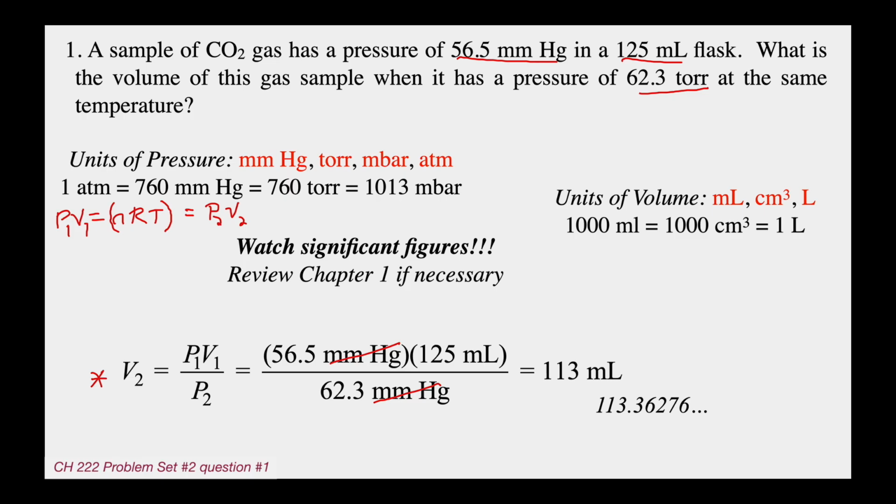And then finally, again, back to the world of significant figures. In this problem, you're multiplying and dividing. And because all of the numbers have 3 significant figures, the number in your calculator, 113.362, etc., you want to cut that off at 3 sig figs. 113 milliliters would be the best answer.